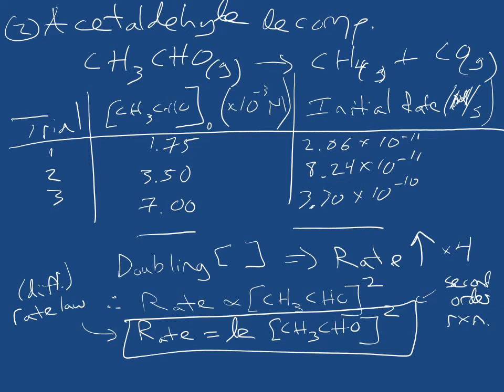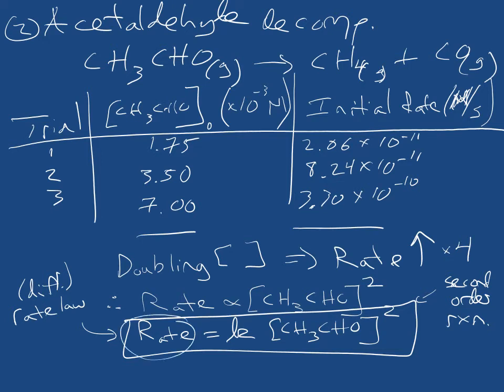So then what we would do to finish this problem off, and we'll probably do this in class, is you would go back and for each trial, calculate a value for K. So you'd plug in for trial 1, you'd put, let's see, you'd put your rate here.